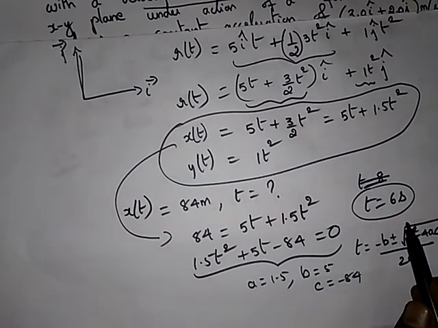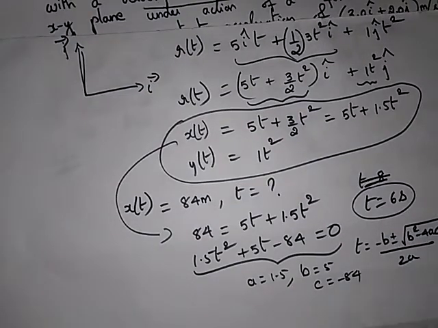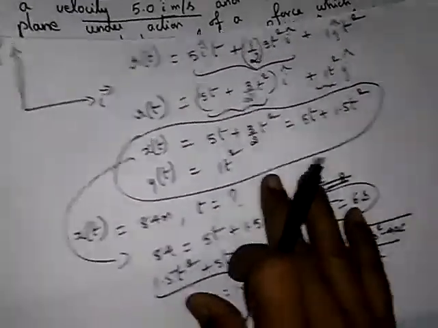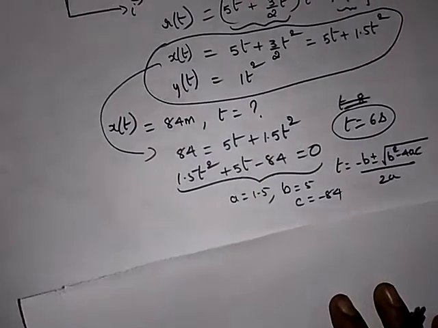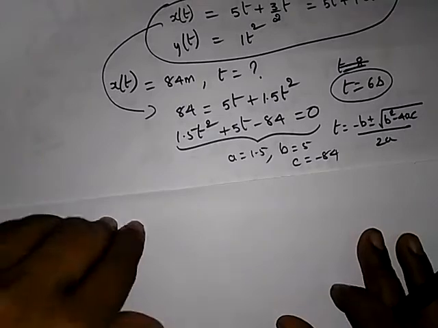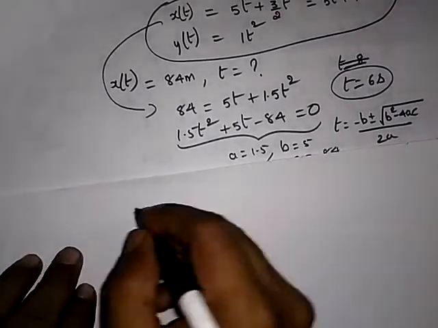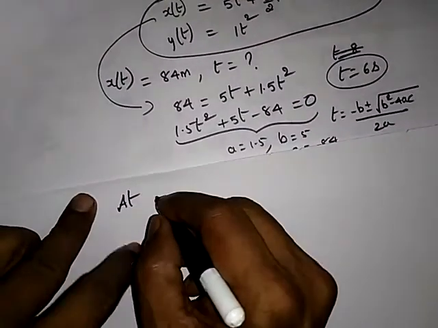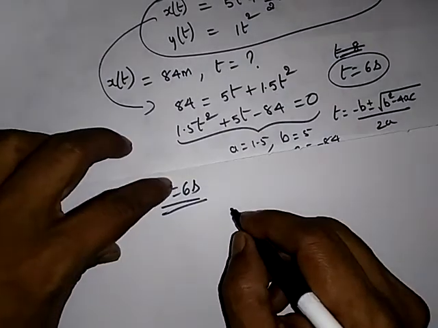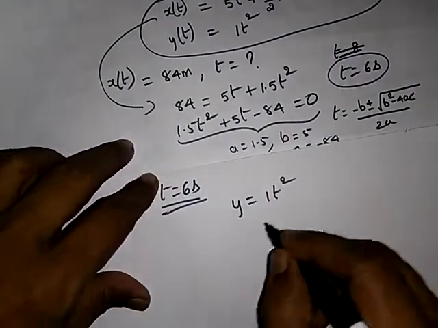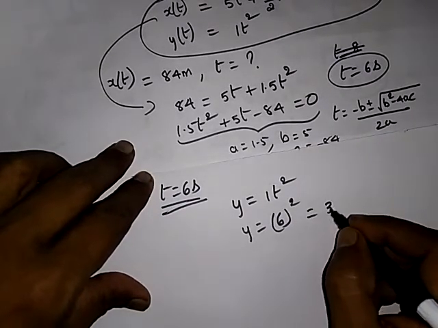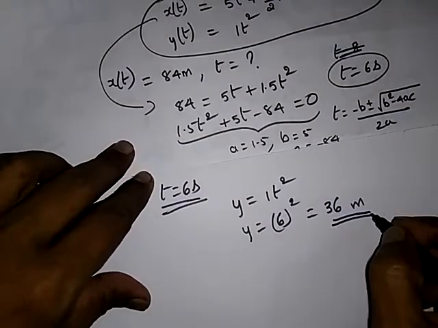Okay, now what you do is, at t is equal to 6 seconds, y, we have 1 t square, that is y is equal to 6 square. 6 square is 36 meters. That is the answer.